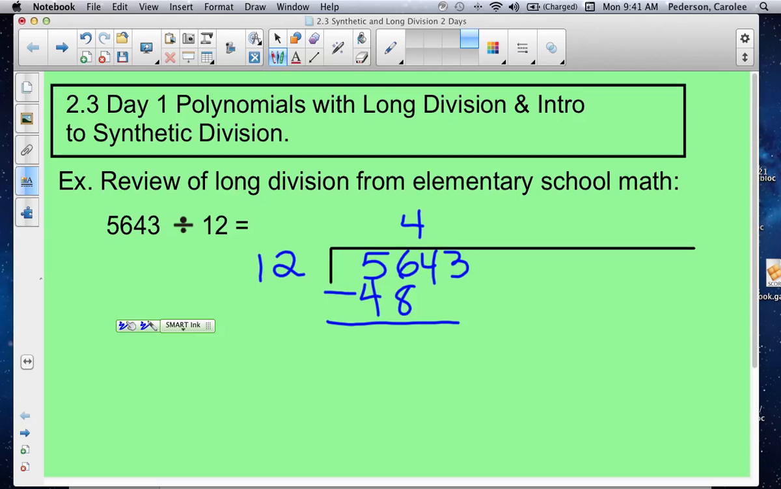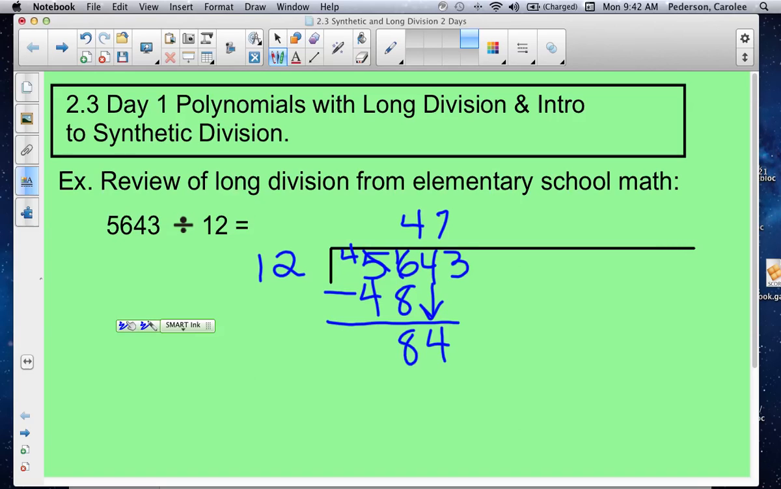So 6 minus 8 doesn't work, so we're going to take the 5 and reduce it down to a 4. And now we have 16 minus 8 is 8. Then we're going to bring down that 4, because 12 cannot go into 8. But now 12 can go into 84. How many times? 7. Okay, so 7's going to go right there.